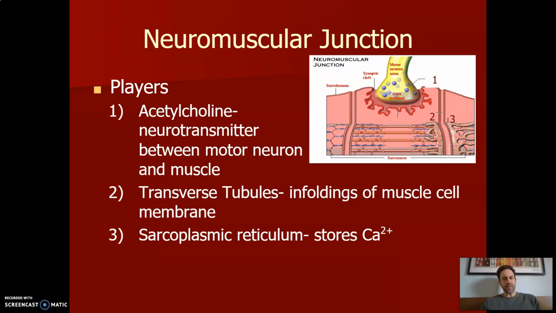There are three players, and then we'll look at the process. Player number one is a neurotransmitter called acetylcholine, and acetylcholine is located in what are called synaptic vesicles. You may recall those from when we looked at neurons. This is a neurotransmitter that works in the neuromuscular junction. In other words, it goes between the neuron and the muscle cell. Then you'll notice that the muscle cell has these infoldings of the cell membrane, or sarcolemma, and those infoldings are called the transverse tubules, or sometimes just the T tubules. And then finally, the sarcoplasmic reticulum is this structure here labeled 3. And that, as you may recall from previously, stores calcium ions.